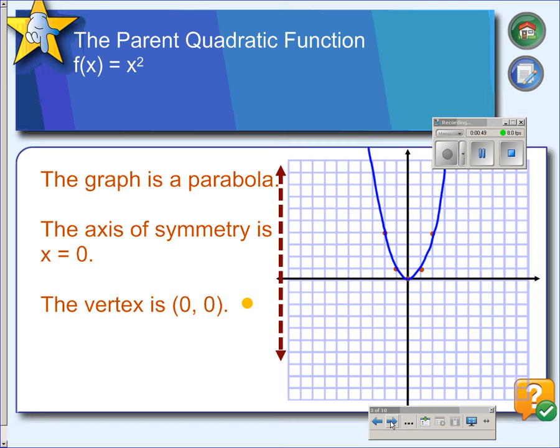This parent function has some features. First of all, this graph is called a parabola. And the parabola has an axis of symmetry. The axis of symmetry for the parent function runs through the line x equals 0, and you should know from geometry that symmetry means you have some mirror imaging. So the left side is a mirror image of the right side. The parabola also has a point that's either the lowest point or the highest point on the graph, and this point is called the vertex. In this case, for the parent function, the vertex is at the origin, 0, 0.